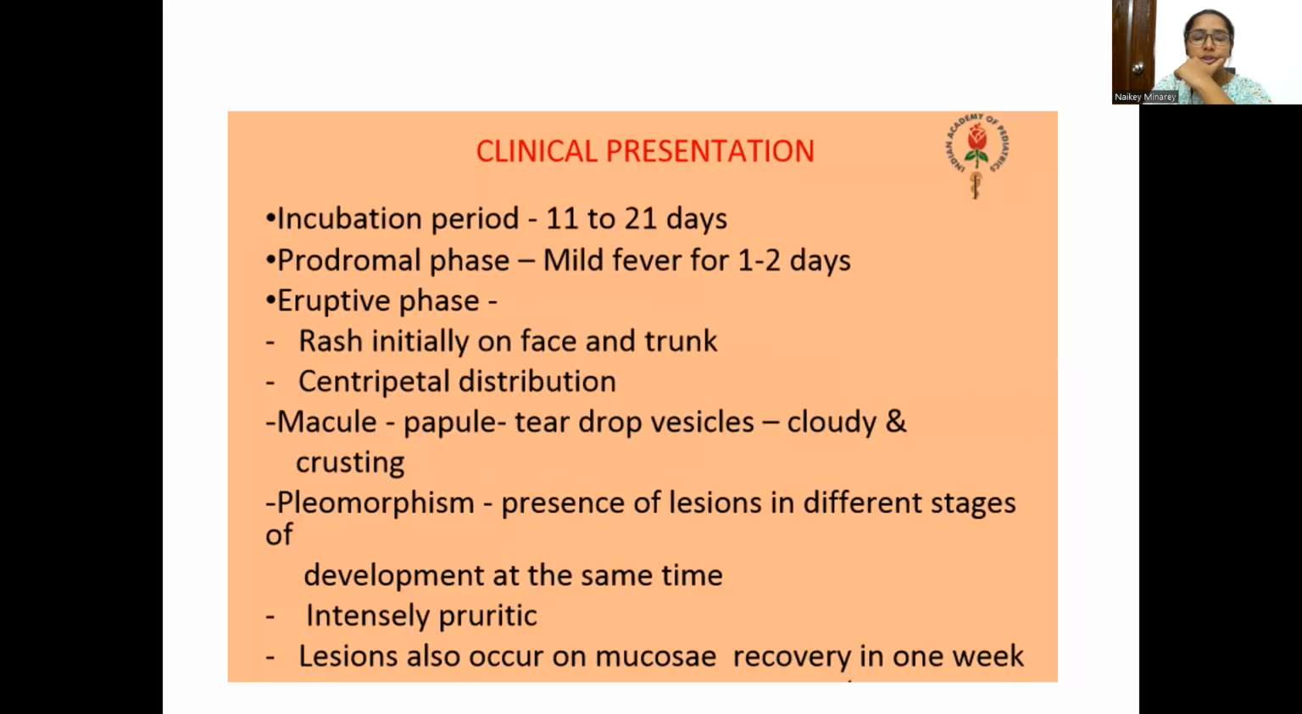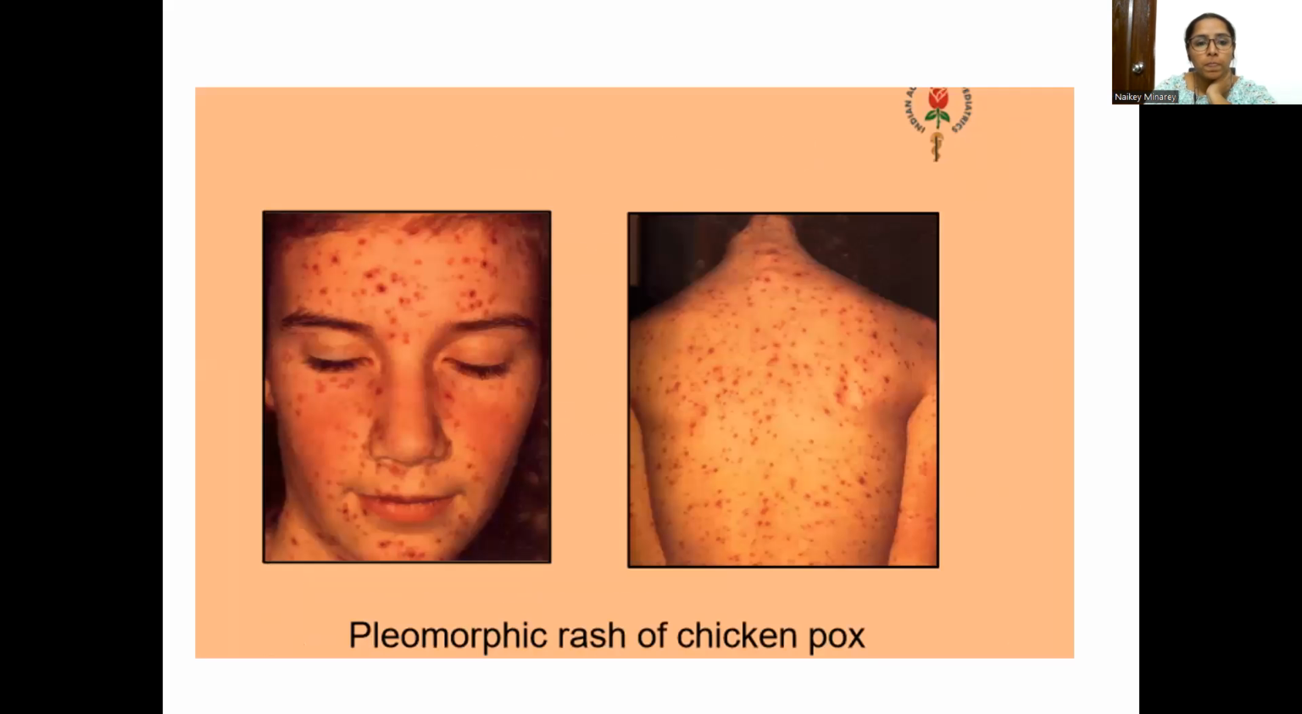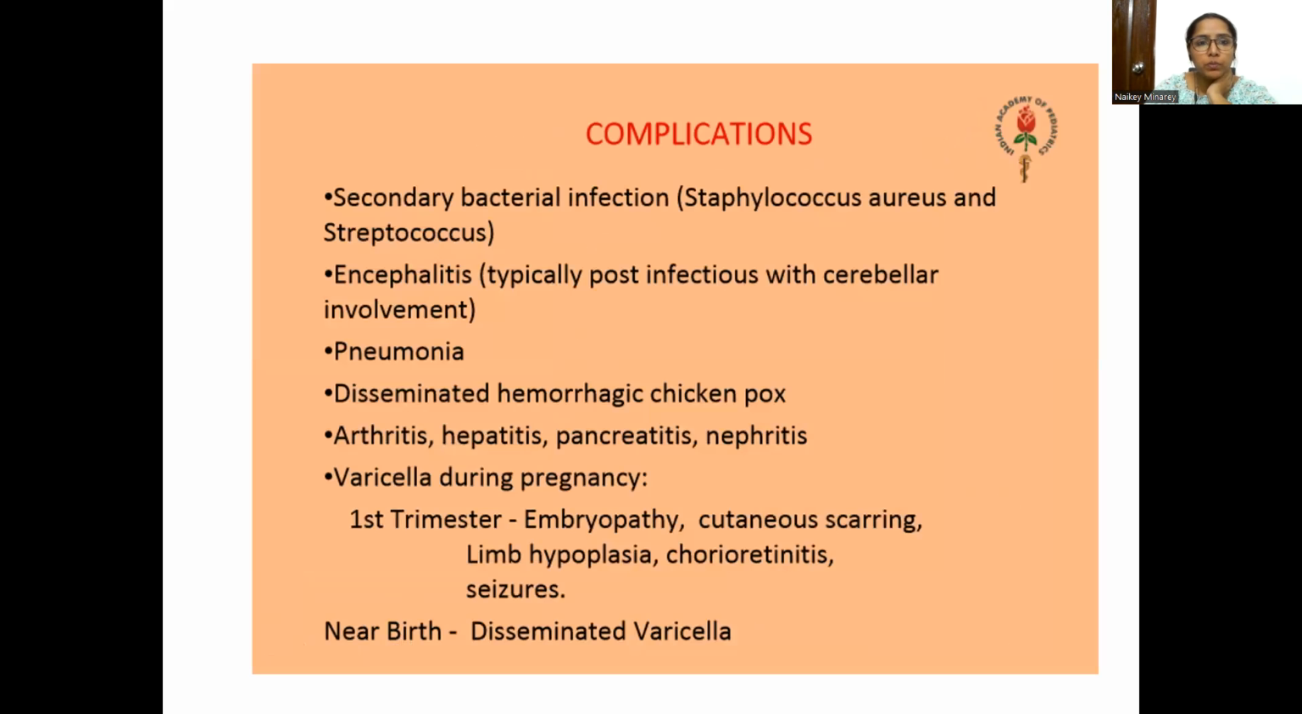Now the clinical presentation. The incubation period is 10 to 21 days, usually preceded by a mild fever for 1 to 2 days, then followed by an eruptive phase comprising rashes initially on the face and trunk, then centripetal distribution. The pattern of rashes can be macule followed by formation of papule, teardrop vesicles, cloudy, and then crusting happens. Pleomorphism is a unique feature of chickenpox, with the presence of lesions in different stages of development. This is the pleomorphic rash of chickenpox.